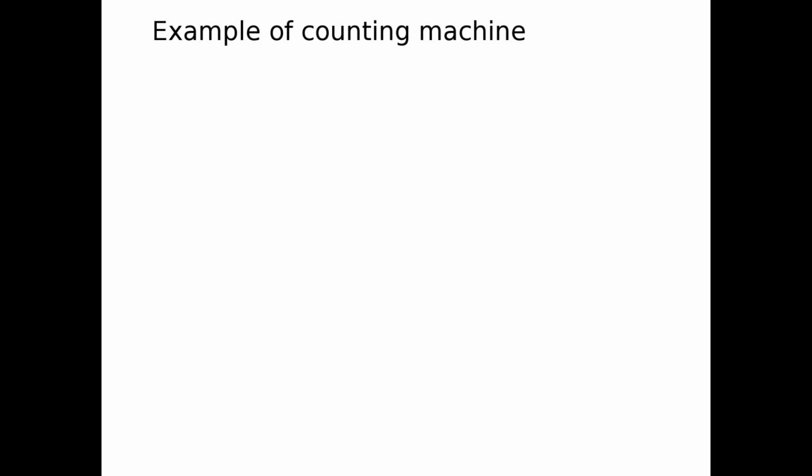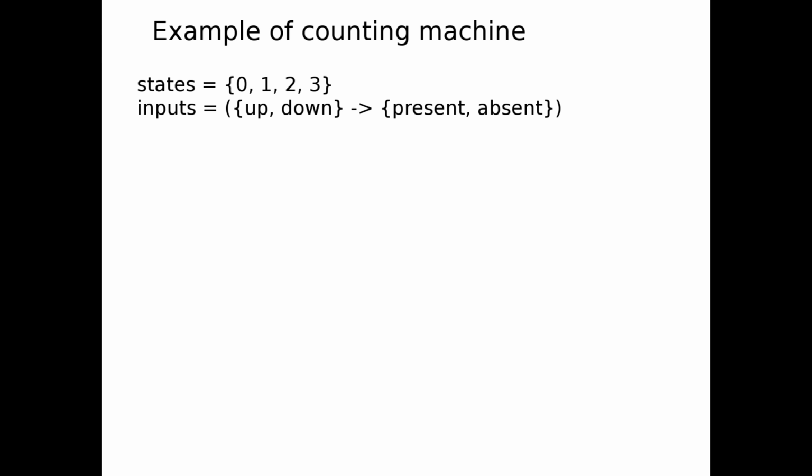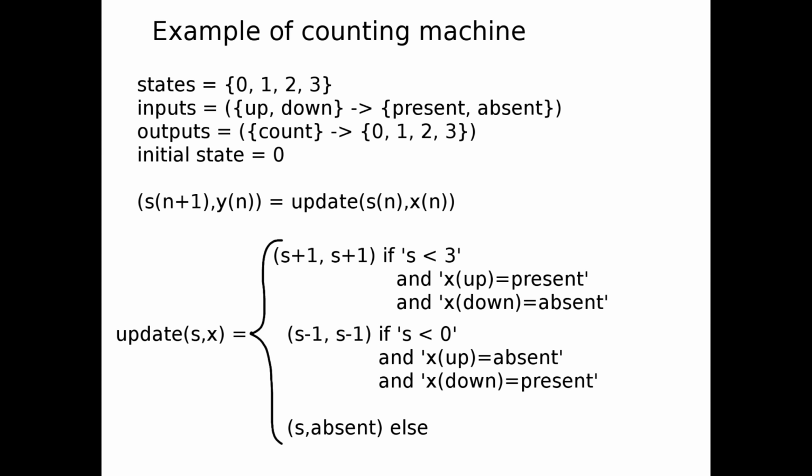Let's look at an example of a mathematical notation of a counting machine. The machine has states 0, 1, 2, 3. Inputs are up and down buttons that can have values of present and absent. The only output is the count of the counting machine that can have values 0, 1, 2, 3. Let the counter start with state 0. The dynamics of the state machine are given by the following equation, where S is a state, Y is output and X is input.